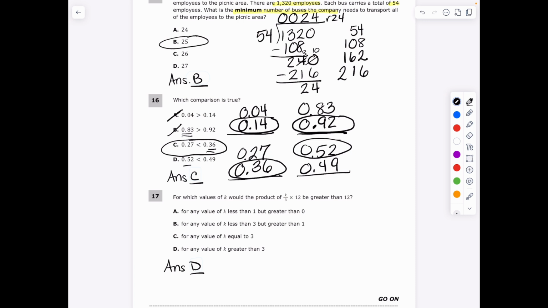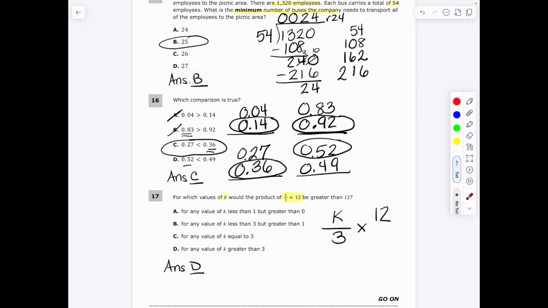Which value of K would make the product K divided by 3 times 12 greater than 12? Ooh, okay, let's think about this. I know that when I multiply a number times 1, it stays the same. So if K is 3, if this is 3 over 3, it stays the same. That's the same thing as 1 times 12.